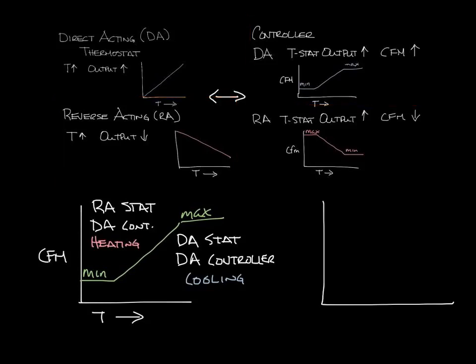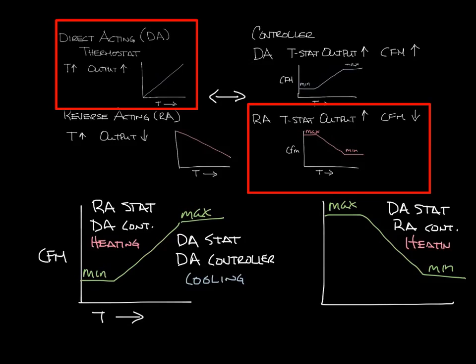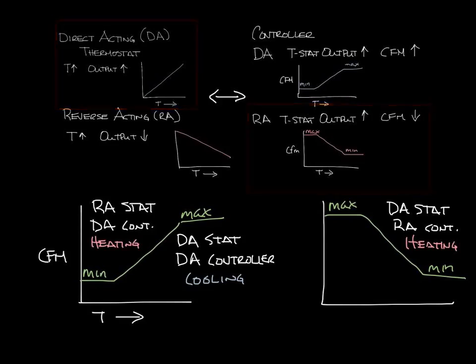Now let's look at the other graph. In this case, you have a maximum, it modulates, and a minimum over here. For this, you would have a direct acting thermostat and a reverse acting controller, and that would be used for heating. So the direct acting thermostat sees the room temperature go up, and it increases the thermostat signal. The reverse acting controller would see this increase in thermostat signal by reducing the CFM, or reducing the amount of warm air supplied to the space.